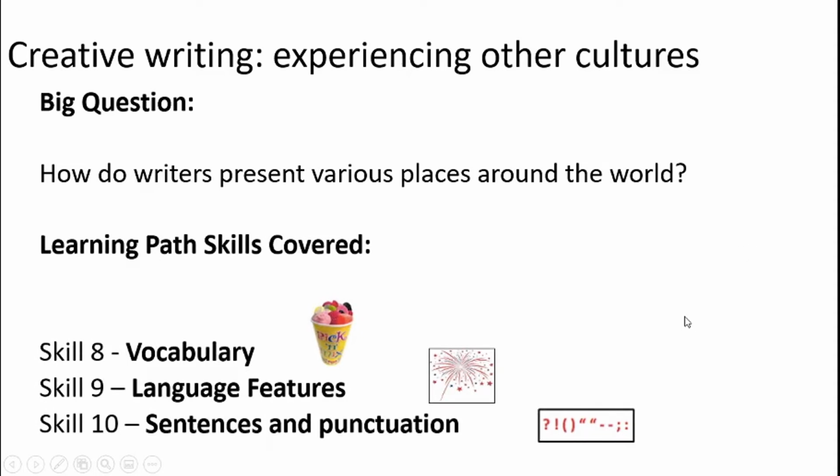And the learning path skills we're going to be looking at for this term are skill 8, which is vocabulary. And with vocabulary, we represent that with a pick and mix bucket, because it's a different mix of words that we use to make our writing engaging. Skill 9, we're going to be looking at language features, which is represented here by big fireworks. They're the things that put the dazzle into your writing. And skill 10, we're going to be looking at sentences and punctuation and how you control sentences using punctuation.